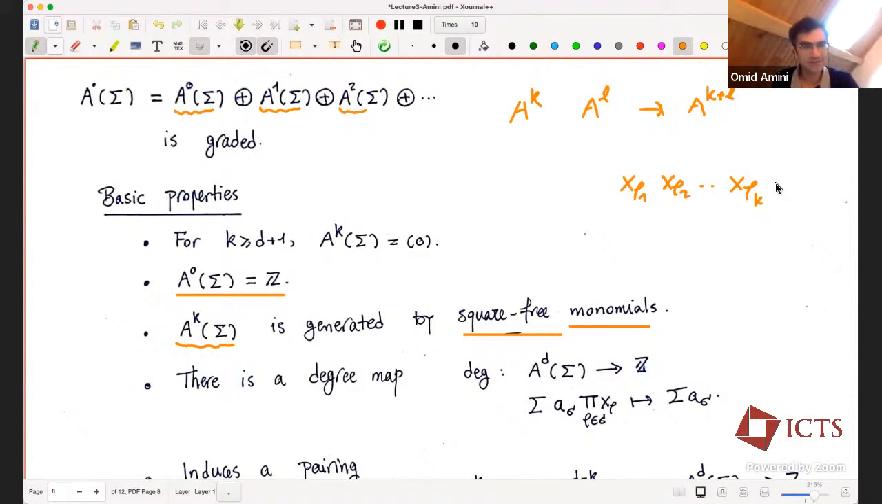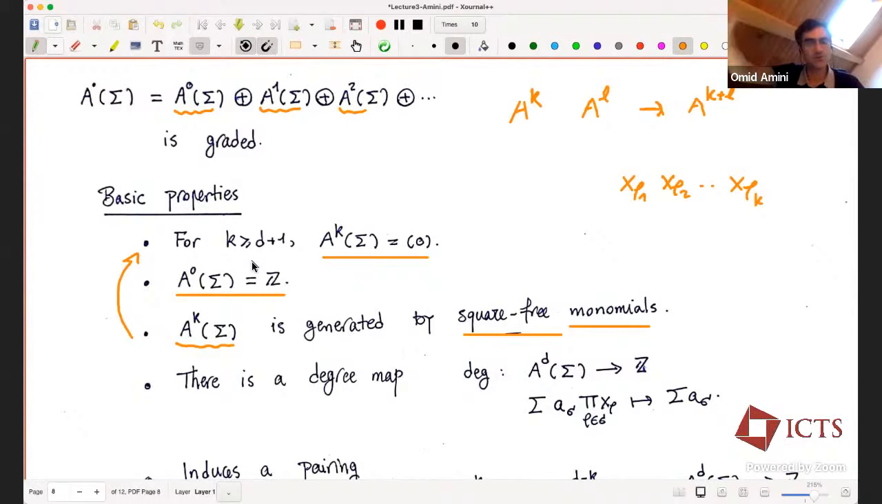Okay, so this is square freeness, which is a fundamental property. If you have this property and the dimension is d, then you cannot get monomials which are square free and which have degree bigger than d. So this property implies that A^k of sigma is zero as soon as k is bigger than or equal to d plus 1, because the maximum dimensional cone that you see is d-dimensional. We are supposing that the fan is simplicial, so it has exactly d rays. So you cannot have a product of more than d rays because of the square freeness.